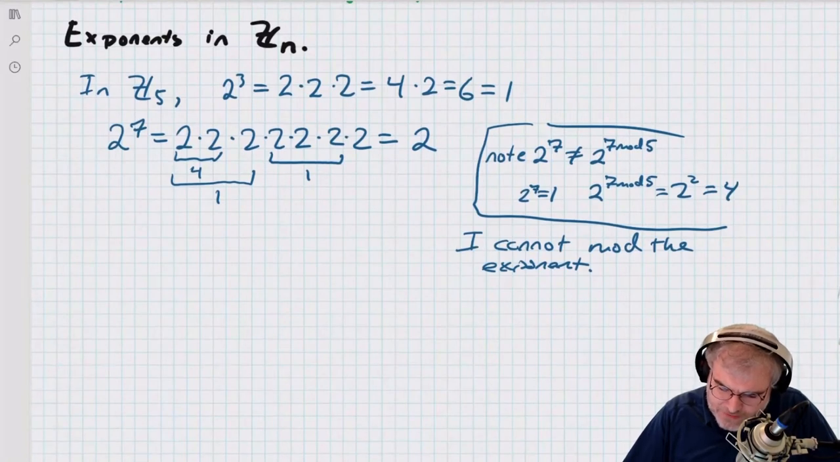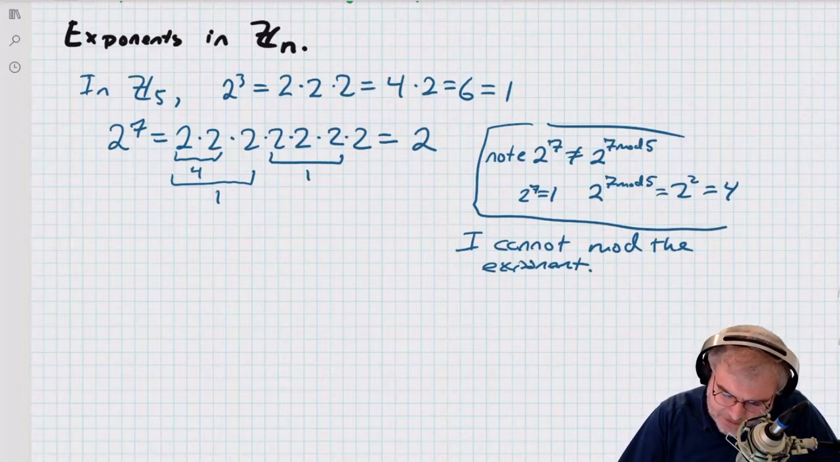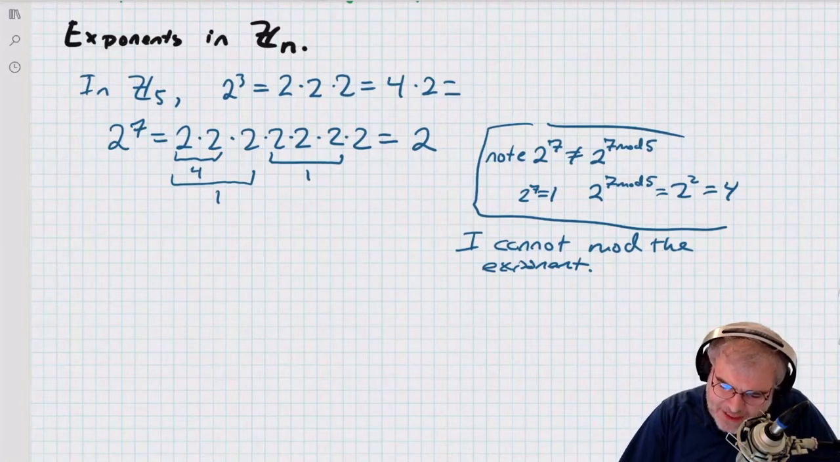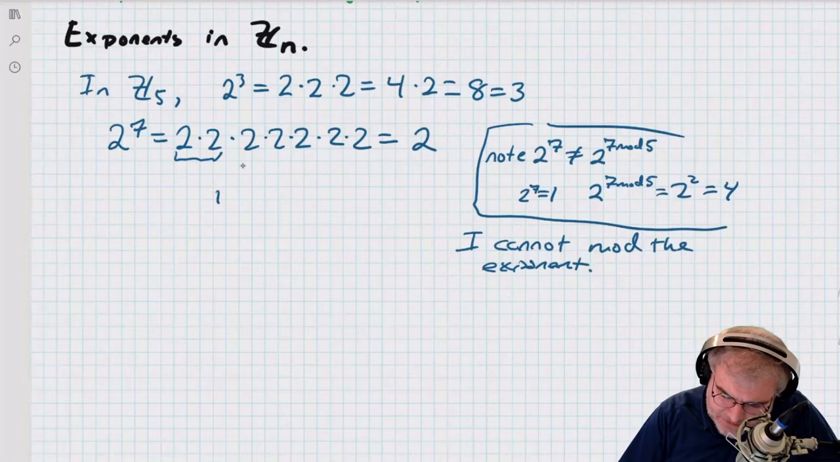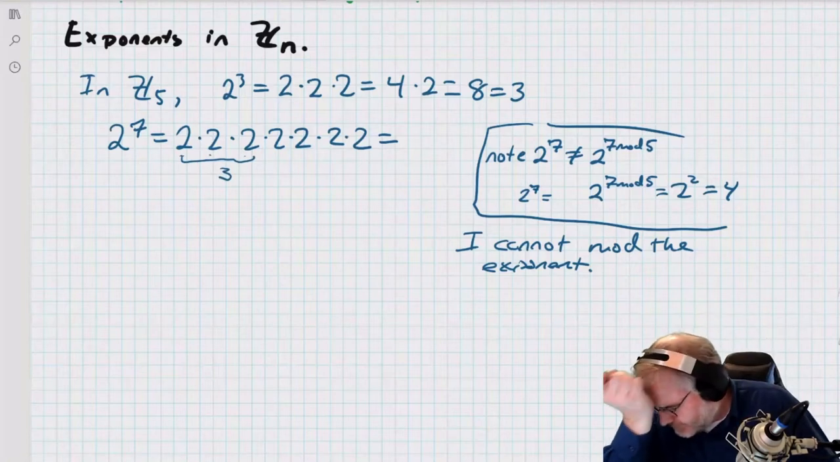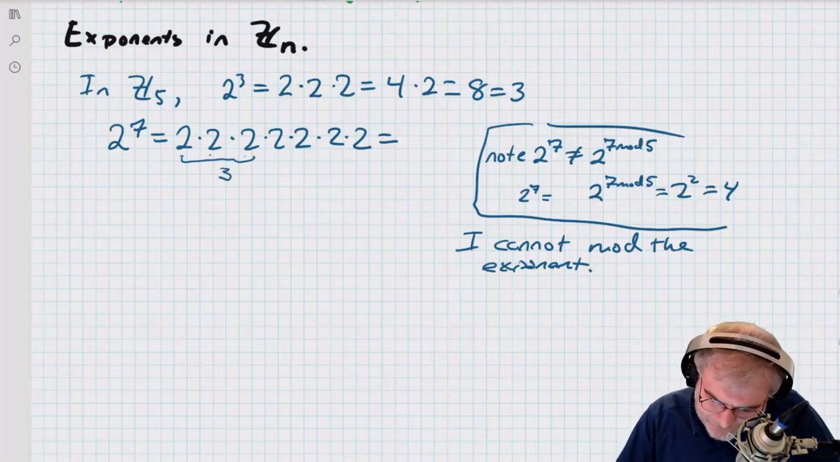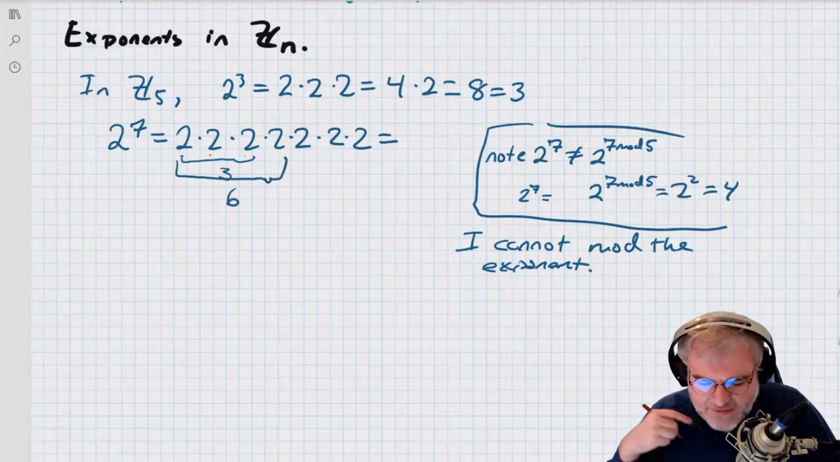Did I just do something stupid? I did. I added instead of multiplied. That makes me feel embarrassed. Sorry about that. It's one of those days. That should be an 8, which equals 3. Let's fix that. This still holds. It's just incorrect now. So let's do this. So this would be 2 times 2. This is 8. That's 3. Excuse me while I do this. Okay, better. So 3 times 2 is 6. That makes this 6. And that equals 1. Thank you.